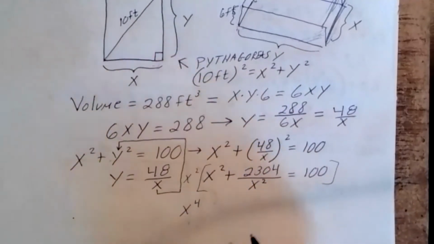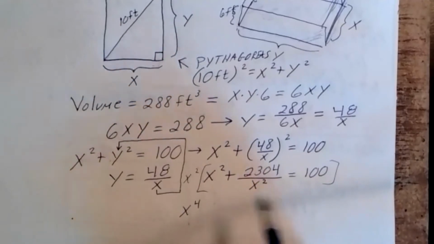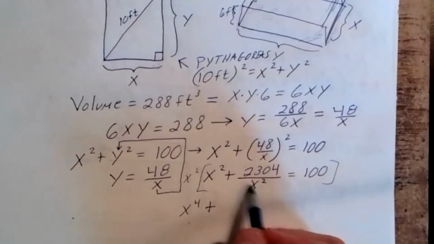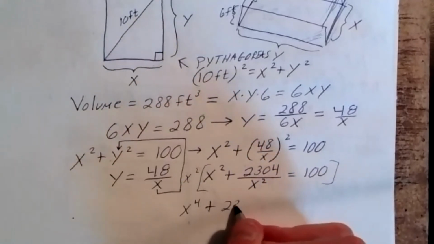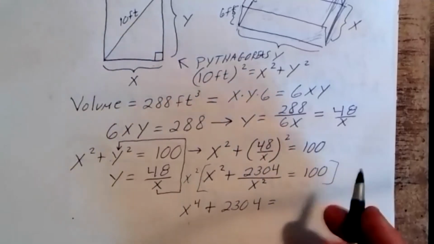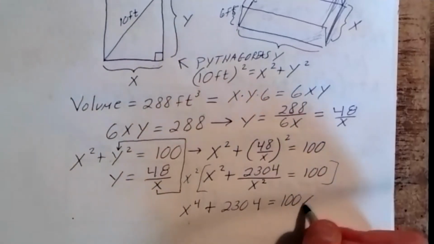Oh no, x to the 4th power. Are you kidding me? Well, that's the deck that's been dealt. So we got x to the 4th. And when you multiply x squared by this fraction, the x squareds cancel out, leaving you with 2304. Multiplying the right side of this equation by x squared, you get 100x squared.